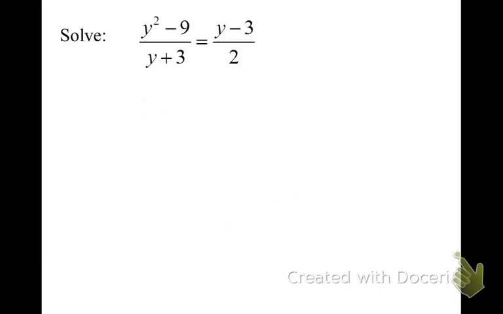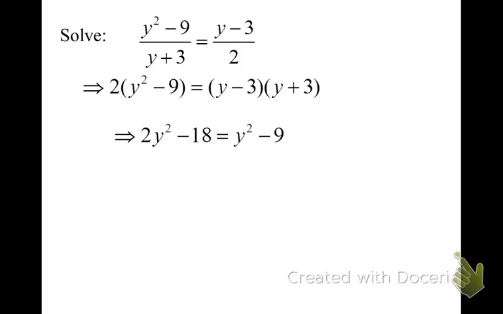We'll start off and we'll cross multiply. When we cross multiply, we get 2 times y squared minus 9, and then we get y minus 3 times y plus 3. So we're going to have to use the distributive property on the left and the distributive property on the right. When we do that, on the left we get 2y squared minus 18. On the right we get y squared minus 9. Yeah, I know you recognize that's a difference of squares.